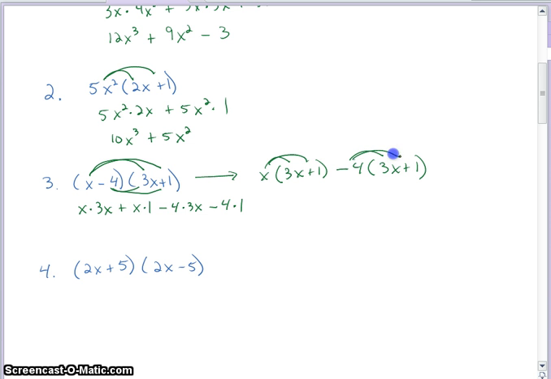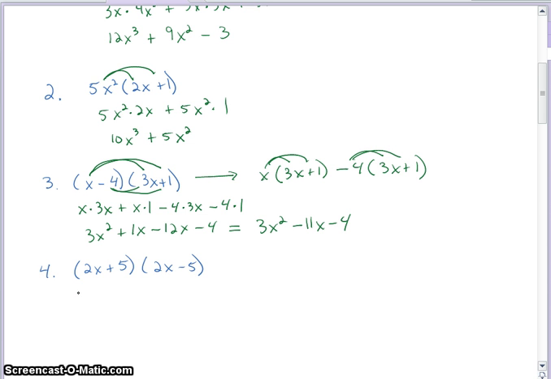Distributing, no problem. X times 3x is 3x squared. X times 1 is just 1x. Negative 4 times 3x is negative 12x. And negative 4 times 1, just negative 4. I can go further and combine like terms. So now I have 3x squared minus 11x minus 4. And I'm done. And this is a quadratic, because it's degree 2, trinomial, 3 terms.